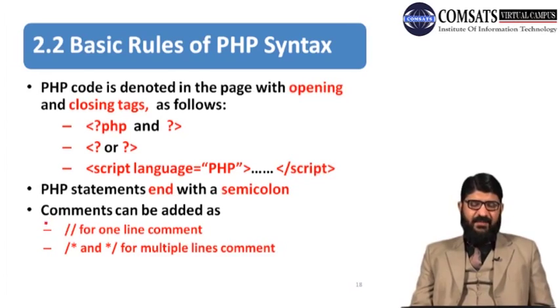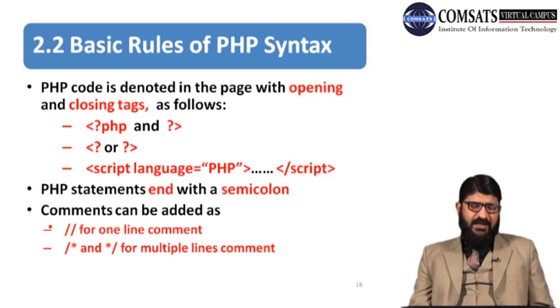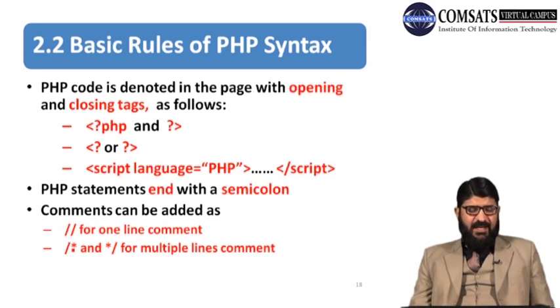Always remember that comments can be added in two different ways. For example, if you want to add a one line comment, you need to mention two forward slashes. And if you want to add comments for multiple lines, you need to mention forward slash, star, and similarly when ending, star, then forward slash. So in this way you can comment multiple lines of code for PHP.